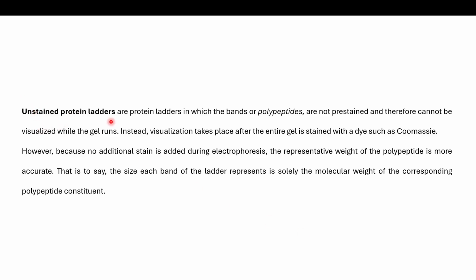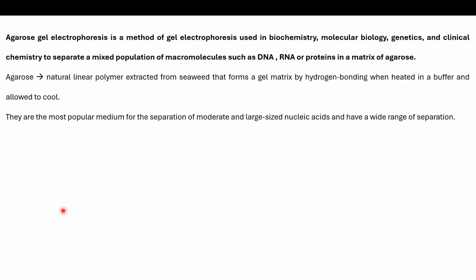Many times there are unstained protein ladders as well, with bands or polypeptides which are not pre-stained, and hence they cannot be visualized while the gel is running. Visualization takes place after the entire gel is stained with a dye like Coomassie. Because no additional stain is added during electrophoresis, the representative weight of the polypeptide is more accurate. Hence, the size of each band in the ladder represents solely the molecular weight of the corresponding polypeptide constituent.